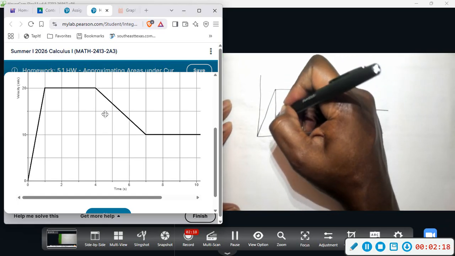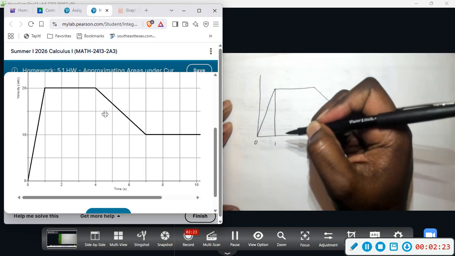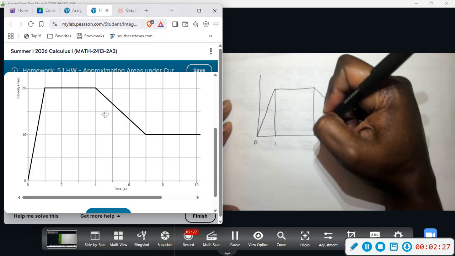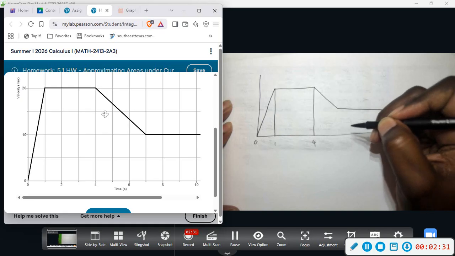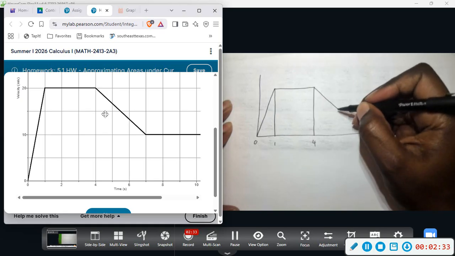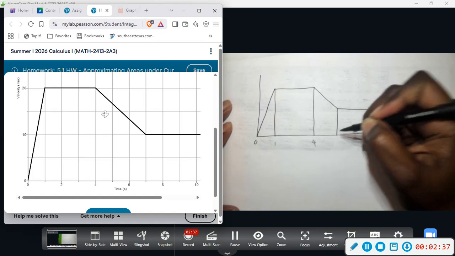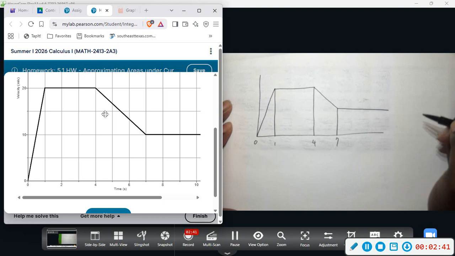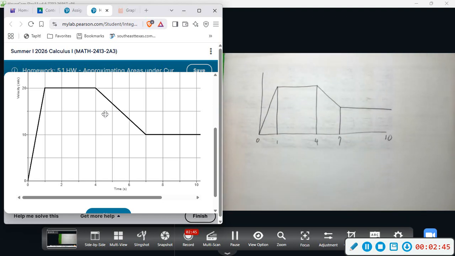We'll just say that this is 0 to 1, and then this indication happens at 4, and then this decrease stops at 7, and then it goes on to 10. Okay, so here's our general shape.